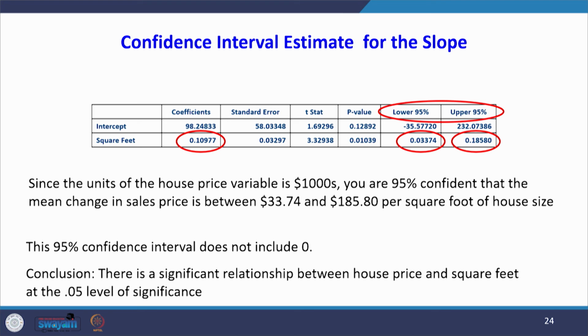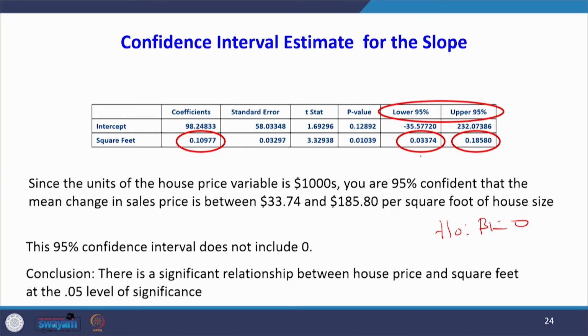And one thing you have to remember, when you look at the confidence interval, the 95% confidence interval does not include 0. Either both the values are positive or both the values are negative, but you see that here both are on the positive side. So, we are not capturing the 0 value, but our null hypothesis is beta 1 equal to 0.